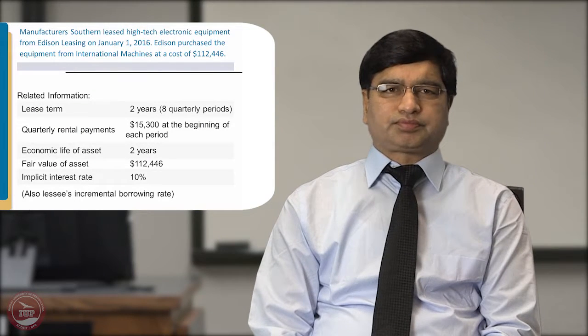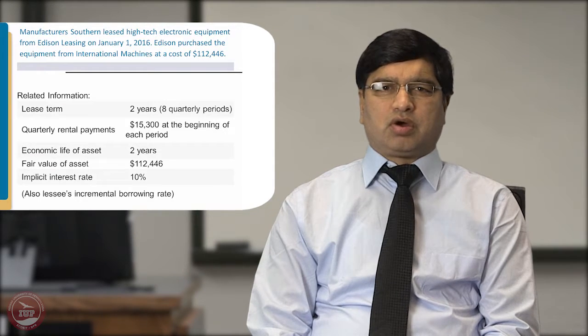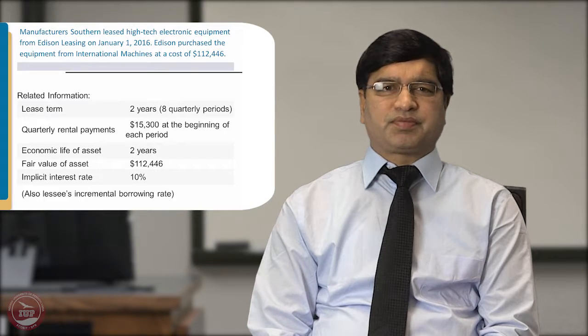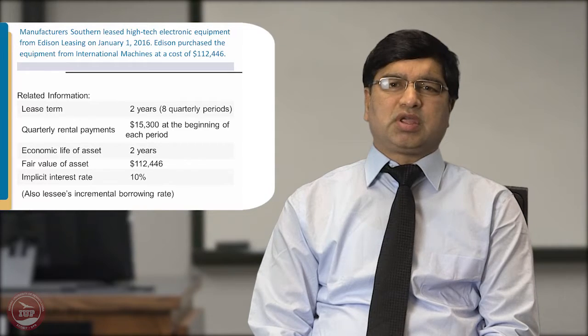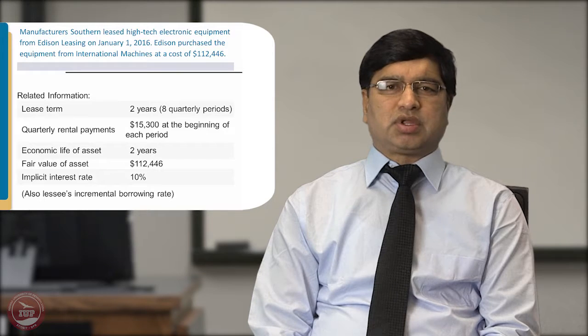Here is another example where manufacturer Southern leased high-tech electronic equipment on January 1, 2016, which was purchased at a cost of $112,466. The lease term is 2 years, or 8 quarterly periods. So a payment of $15,300 is made at the beginning of each quarter. Since there are 8 quarters, the implicit interest rate of 10% will also be divided by 4, so your implicit interest rate in this case will become 2.5%. The economic life of the asset is 2 years, and that's where the 8 quarters or 8 periods are coming from. And the fair value of the asset is $112,446.